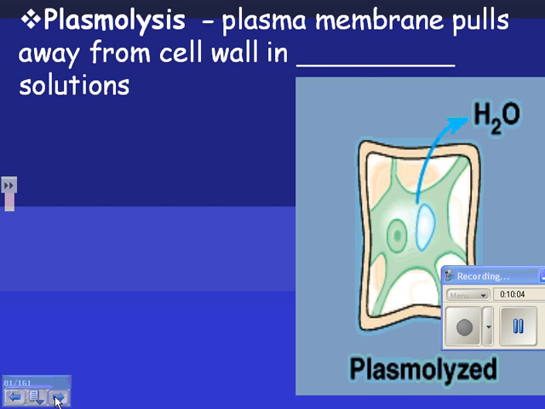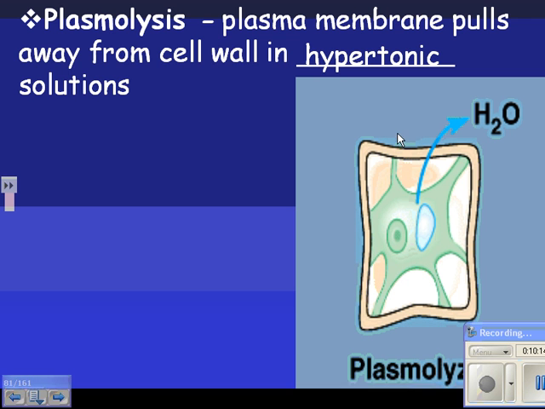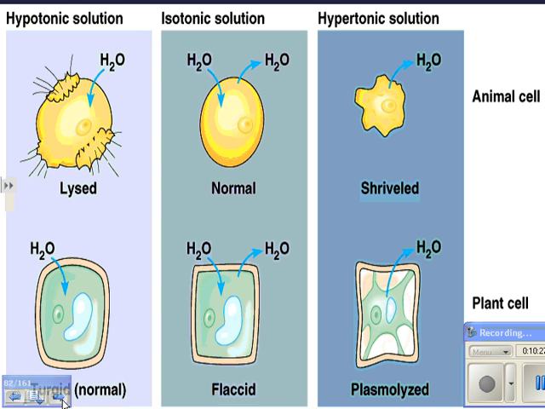Plasmolysis is when the plasma membrane pulls away from the cell wall in a hypertonic solution. So we'll do this one in lab if we haven't done it already. So water comes in, water goes out, but water in general, if it's a hypertonic solution with lots of dissolved stuff here, that means you actually have more water here. Water comes out. Here's your cell wall. Here's the cell membrane. It pulls away from the cell wall. And that's plasmolysis.